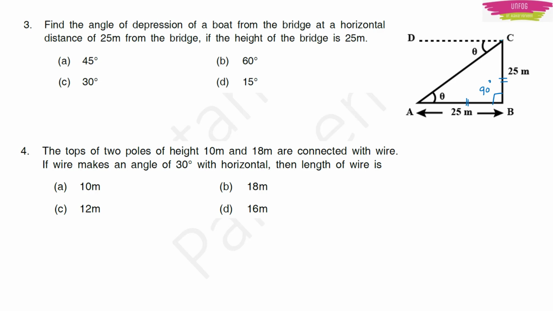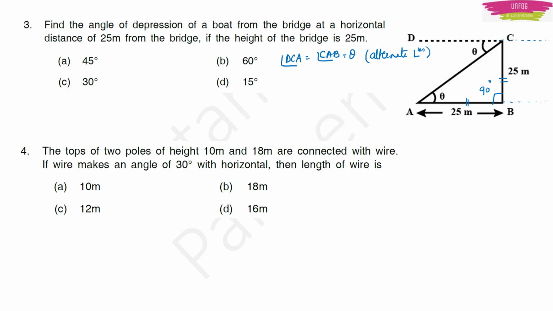Why? See, if I extend this line like this, you can understand that there is one transversal between two parallel lines. So, angle DCA and angle CAB will be equal to theta. Why? Because they are alternate angles.